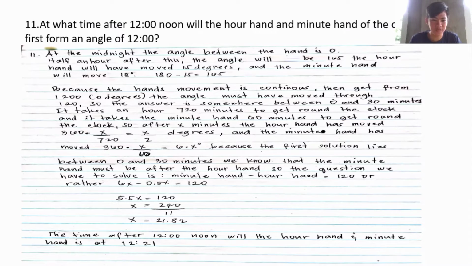5.5x equals 120. x equals 240 over 11. x equals 21.82. The time after 12 noon when the hour hand and minute hand first form that angle is about 12:21.